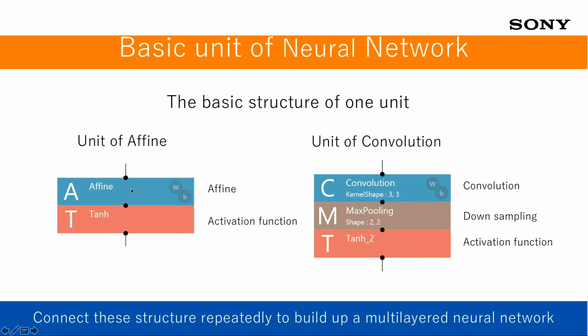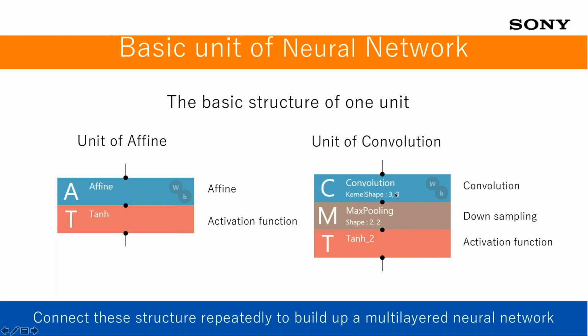So for the affine, I have one affine, and I can apply an activation function to that, which is tanh. And I told you tanh is just converging the data between a range, and we can use any kind of activation that we want. But here, as one unit, I have used affine and tanh. And then for the convolution, we have convolution, which is the blue box on top. And then I have an activation function, which is another tanh. But in the middle, this is optional, we can do max pooling as well to do downsampling.